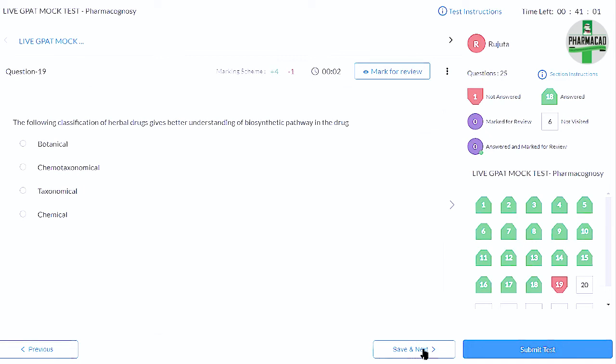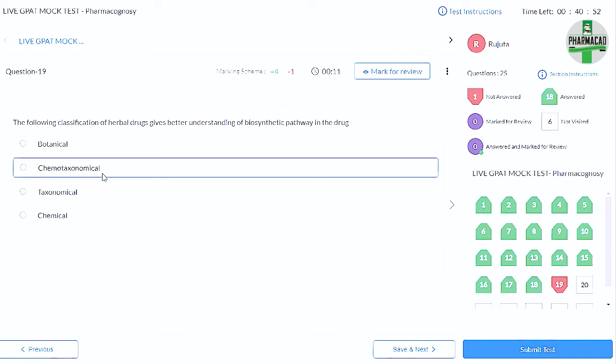Okay. Which of the following classifications of herbal drugs gives better understanding of the biosynthetic pathway in the drug? Chemotaxonomical. Yes. This I have taken, I think, in one of the last lectures only. Okay, chemotaxonomical, where there is a clear cut correlation between chemical and taxonomy. That is the biosynthetic pathway. The fundamental principle, law of similia, falls under which therapy?